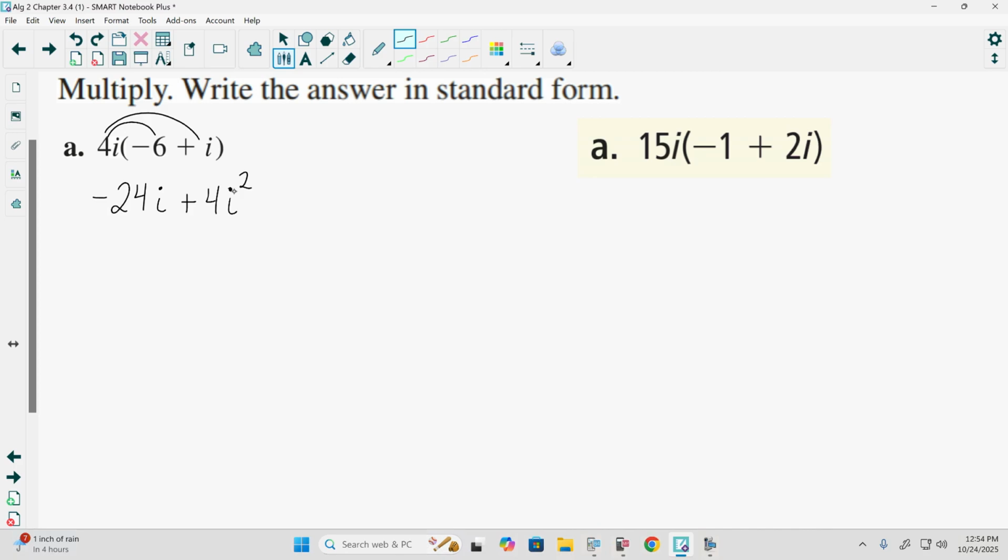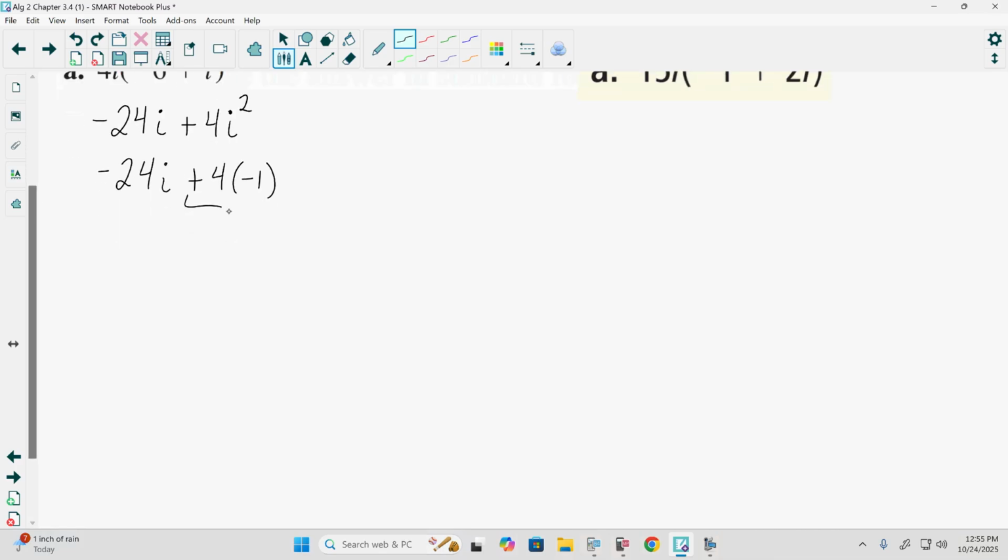So what we can say here is that we have negative 24i plus 4 times negative 1. Because i is the square root of negative 1, so i squared is negative 1. We couldn't leave it as i squared, so we had to replace it with its value, negative 1. Now we do need to simplify.